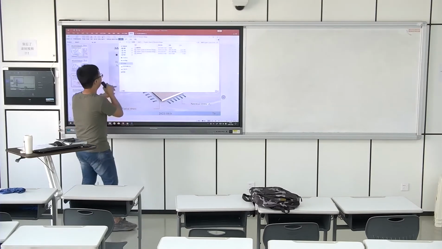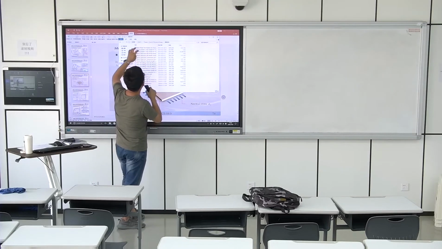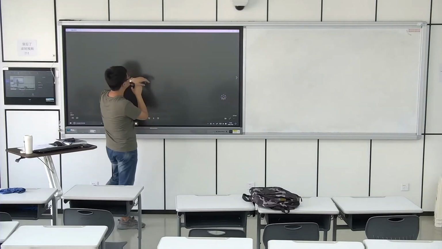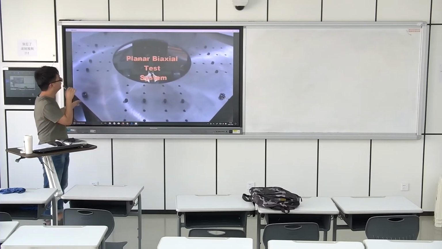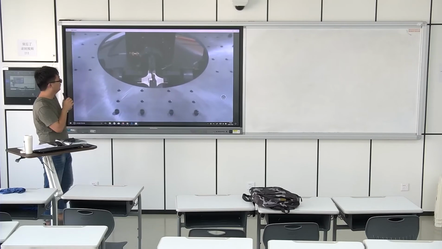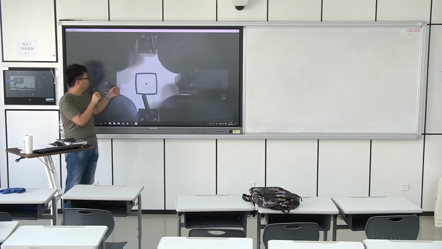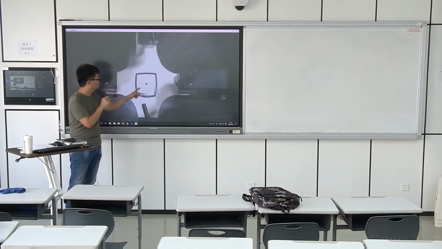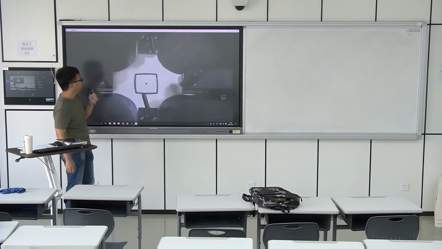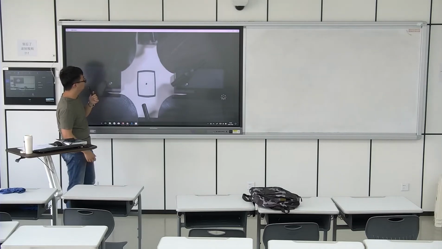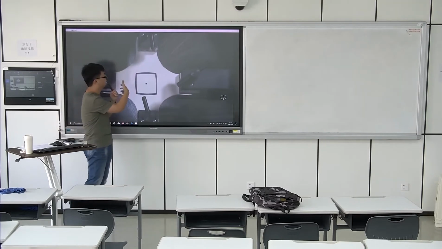Here I found a video of the plate under the two direction load. What will the behavior look like? They prepared this visual black curve to let you know how this sample behaves under this two direction load.